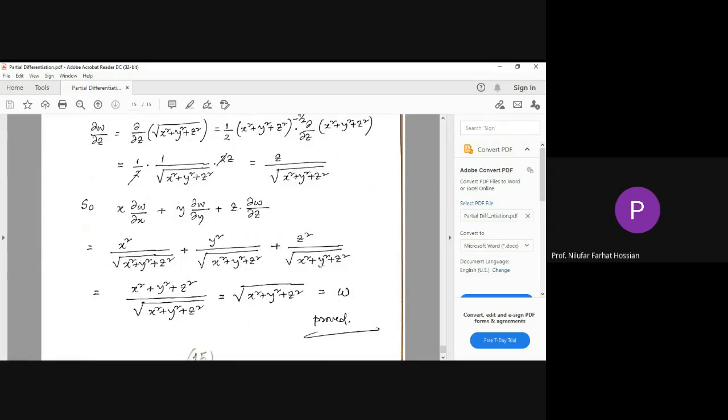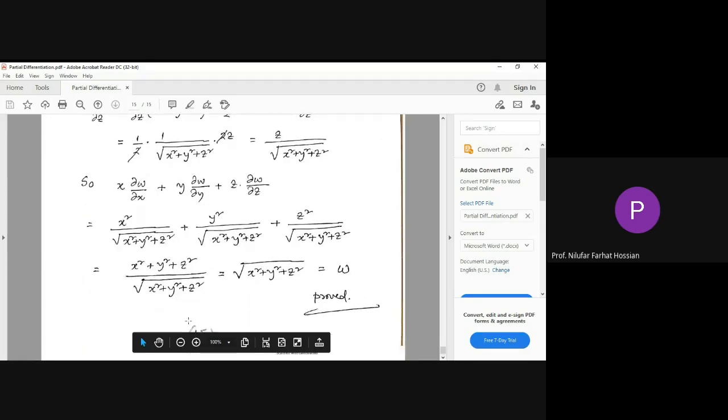So the LCM is the same. The upper part should be just x square plus y square plus z square, and the power 1 over power half can be cancelled. So you will have simply in the upper part root over x square plus y square plus z square, and this is nothing but the original function w. So this thing should be equal to w. So it has been proved here. And it was the last math.